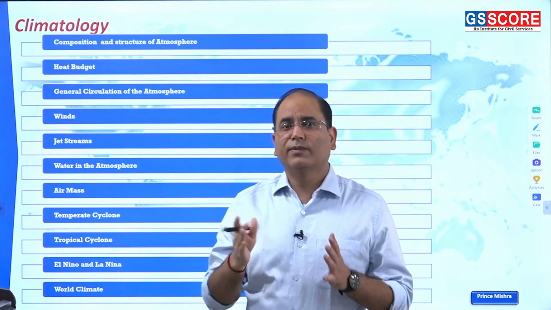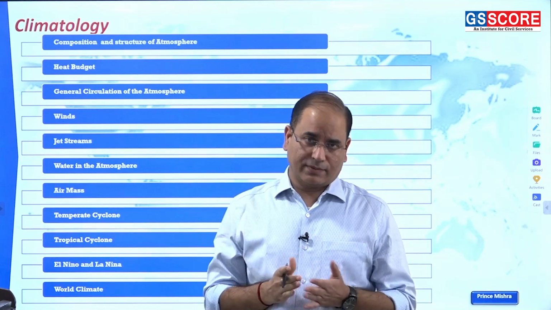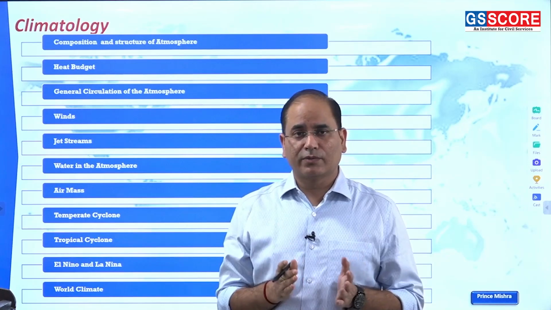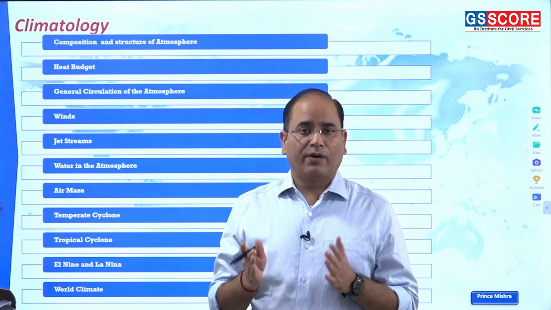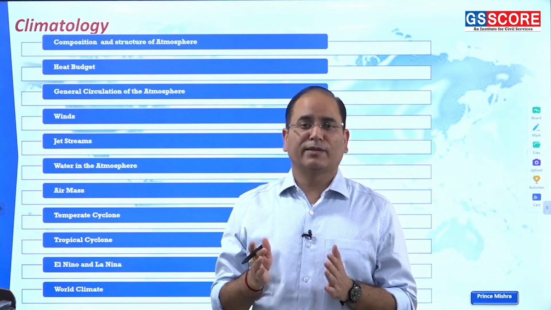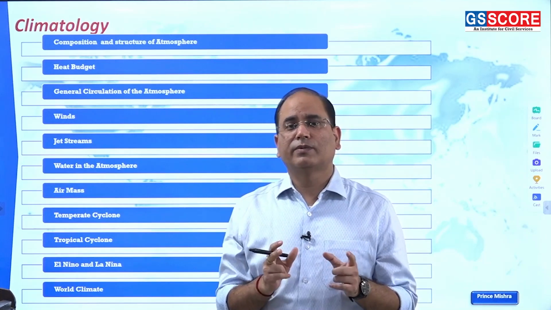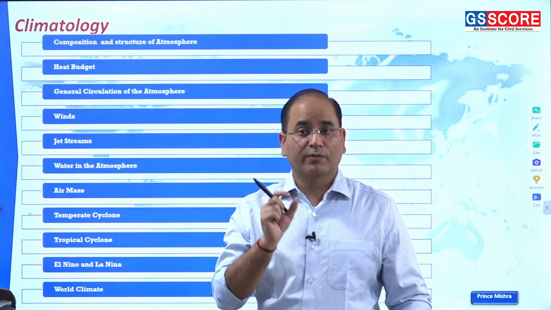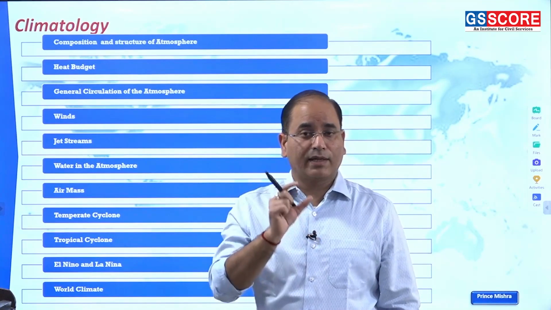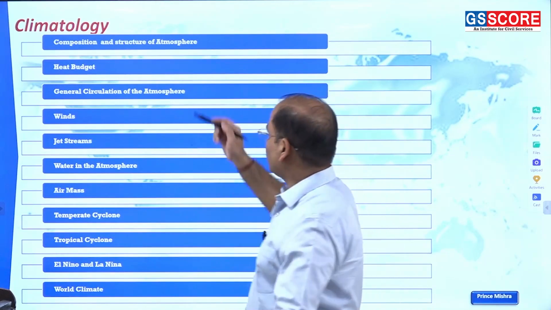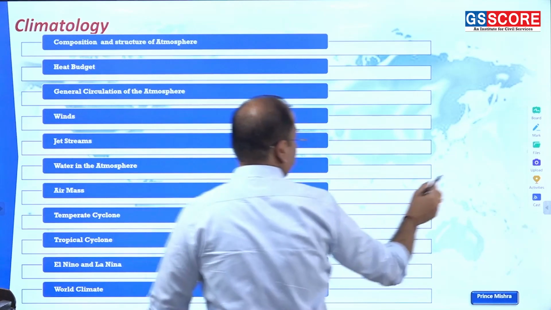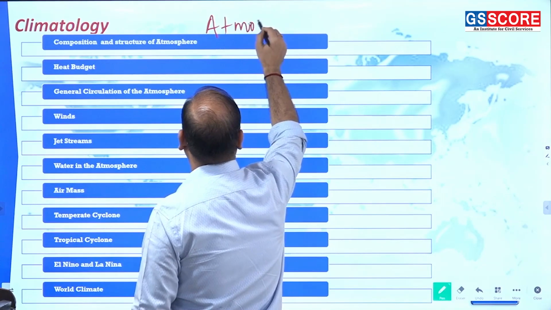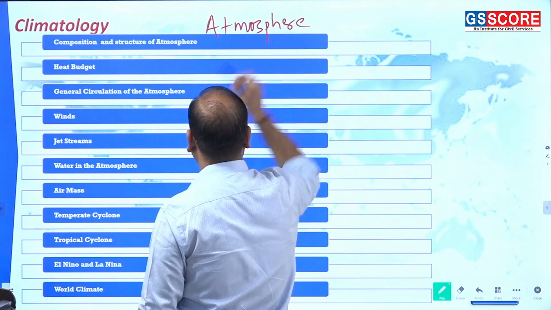Atmosphere is one of the four major spheres. On the earth's surface we have the four major spheres: lithosphere, hydrosphere, atmosphere and biosphere. The combination of the lithosphere, atmosphere and hydrosphere gives birth to the biosphere. Biosphere is the zone where living things are there, where life is possible. So atmosphere is an important component. How this atmosphere came into existence, you need to have an idea.